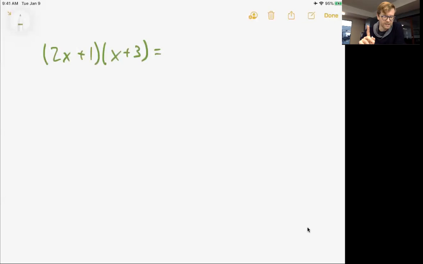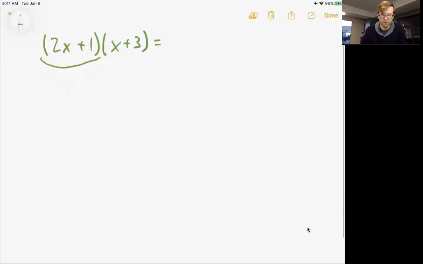Instead of FOILing it, I'm actually going to go back to the beginning of when you originally learned binomial expansion, and I'm going to distribute this group through the other group, okay? Distribute that group through the other group. Because the reason why is that concept is going to be really important later when I'm showing you factoring by grouping.